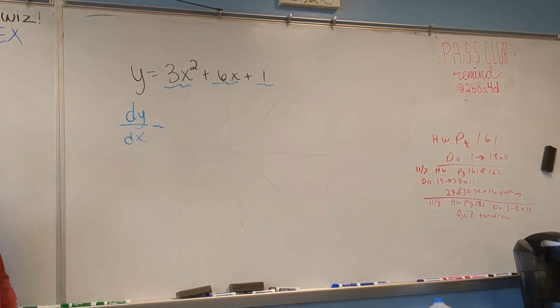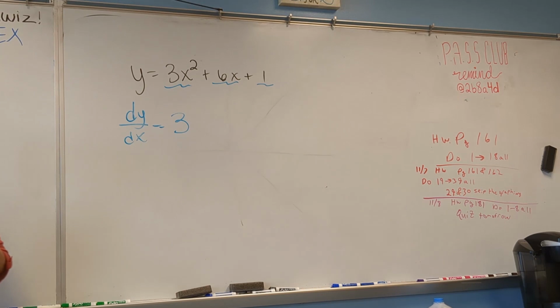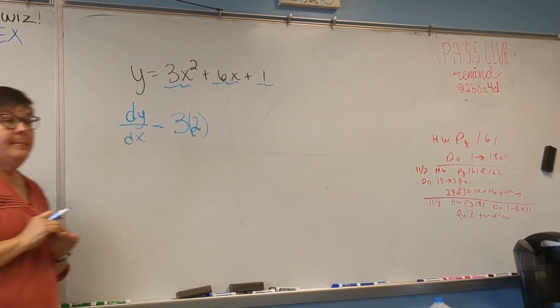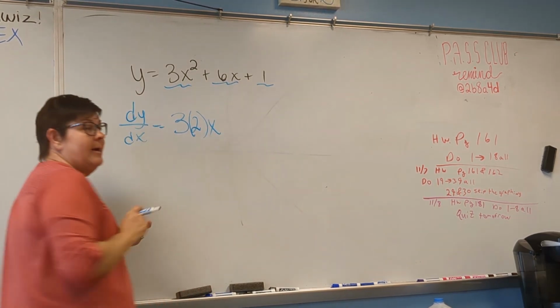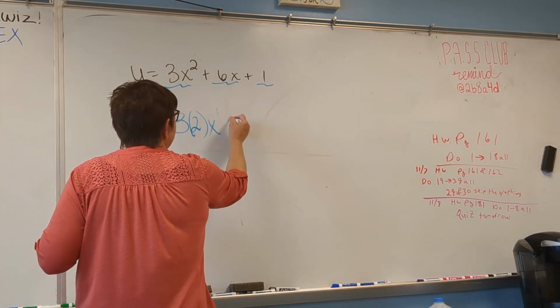Okay? So how do we take a derivative of 3x squared? What happens first? Bring down the 3. Bring down the 3. Then what? Bring the exponent down. Then what? Rewrite the x. Then what? To what power? 1. Beautiful.